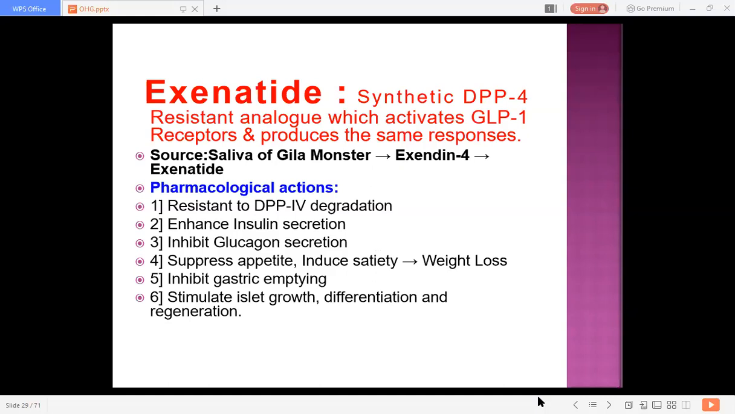Exenatide enhances insulin secretion, inhibits glucagon secretion, suppresses appetite, induces satiety and weight loss, inhibits gastric emptying, and stimulates islet growth, differentiation, and regeneration.